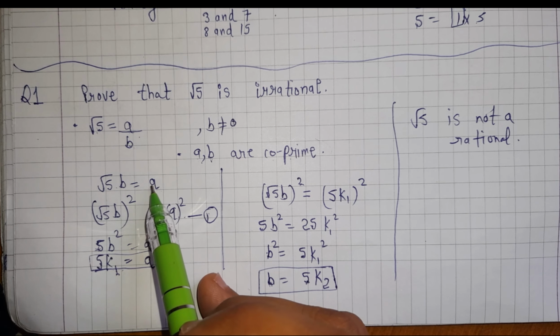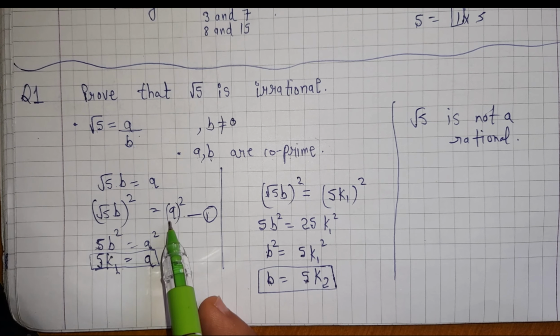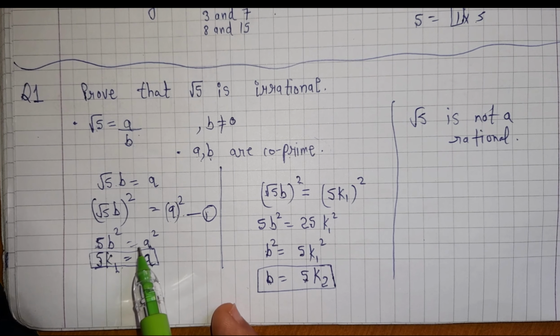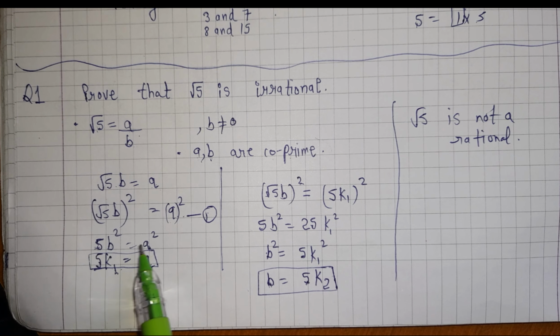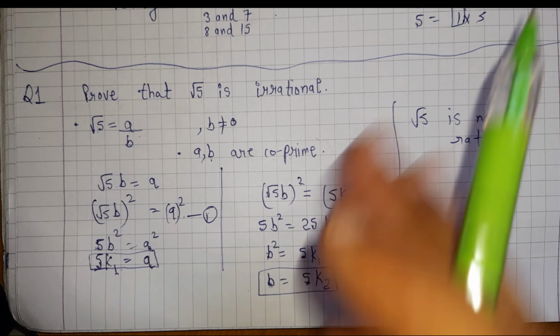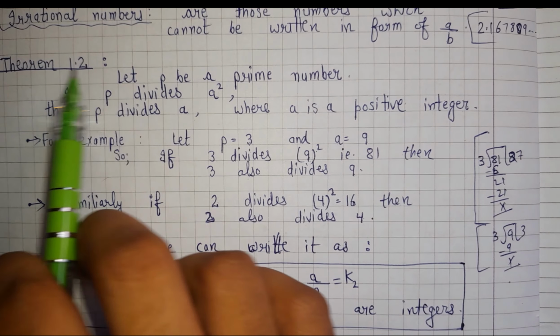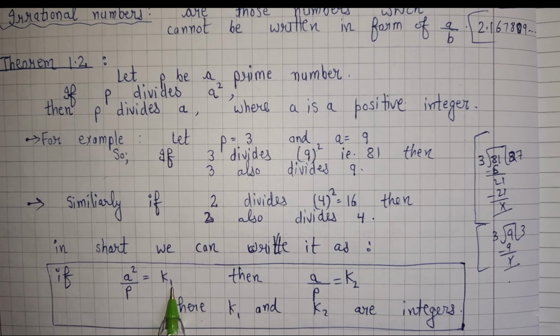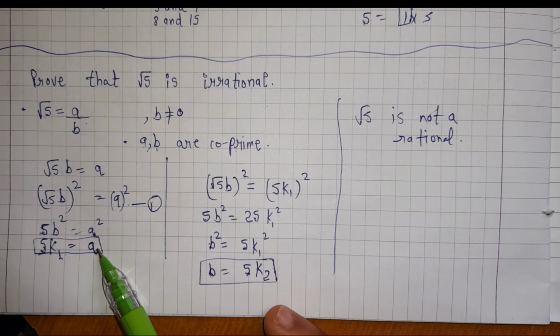Next, proceed. a is equal to b root 5. On squaring both sides, we will get 5b square is equal to a square. It's visible that 5 is a prime number and 5 divides a square. If 5 divides a square, then 5 will also divide a. This is what we read in theorem number 1.2. If p divides a square, then p will also divide a. So, if 5 divides a square, then 5 will also divide a.